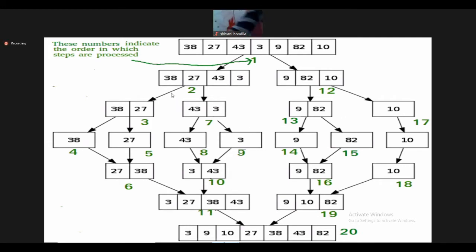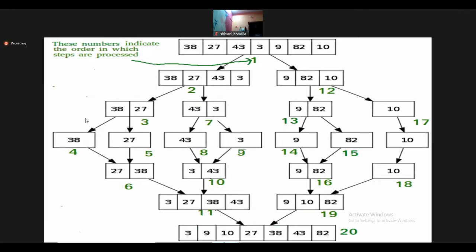Okay. 0, 3 by 2, 1. So 0 to 1 is the first part, and 1 plus 1, so 2 to 3 is the second part. So 0 to 3: 0 to 1 means the 0th element and the first element, 38 and 27. The next part is 43 and 3. This is the second part.